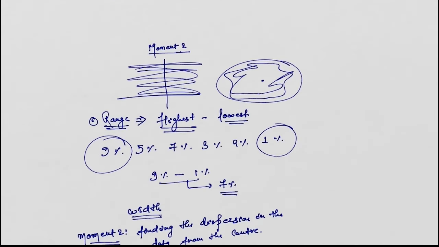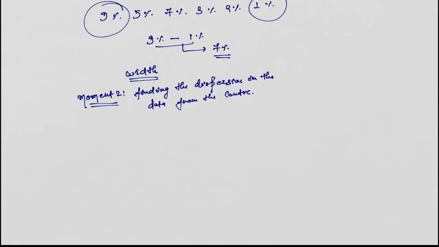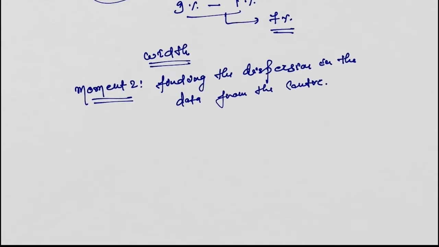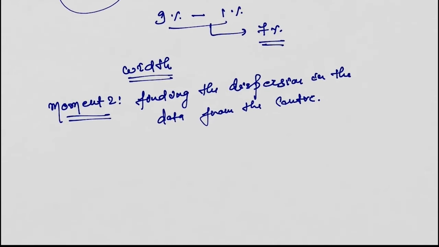See the plotting, what I said. If this is my center, find the dispersion from the center. So it is about finding the dispersion from the center. And to be more precise, you will write finding the average dispersion. What? Finding the average dispersion from the center.